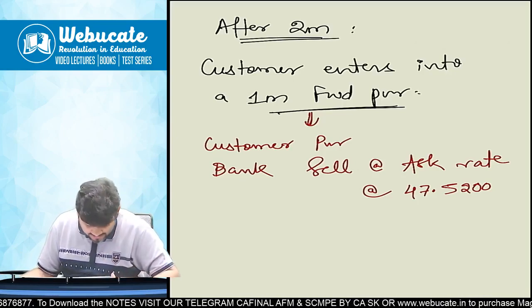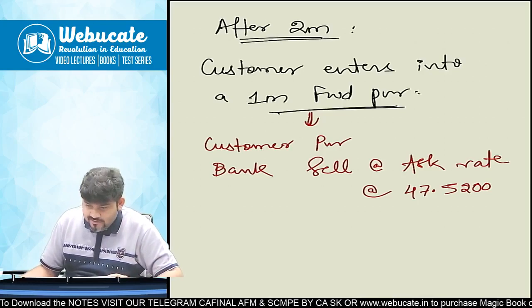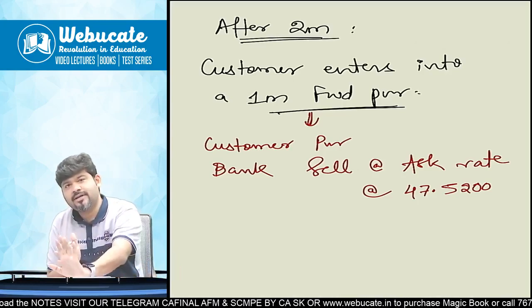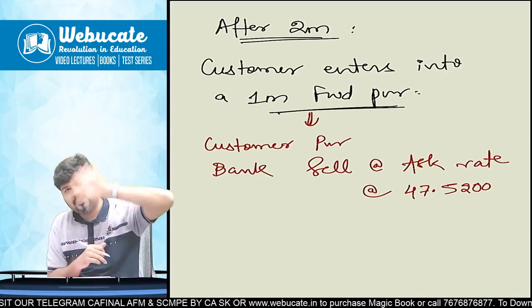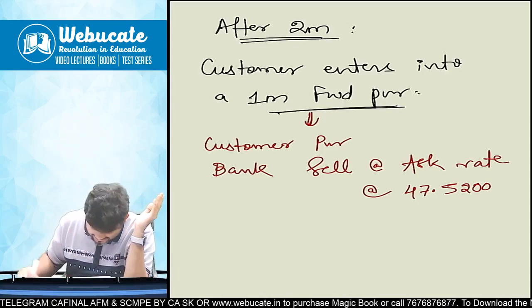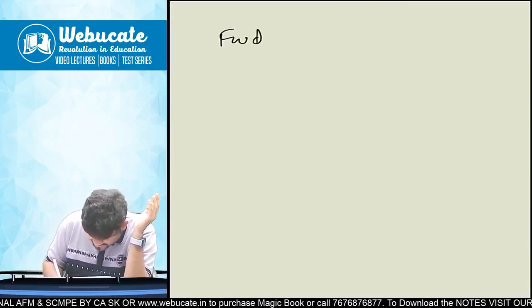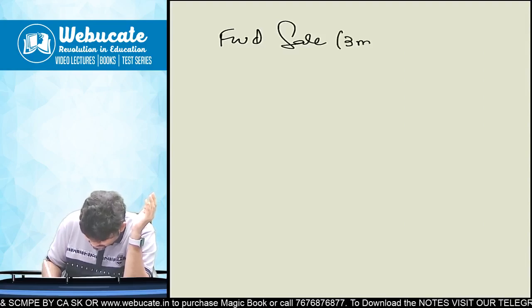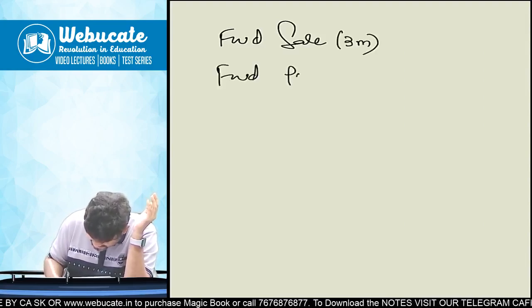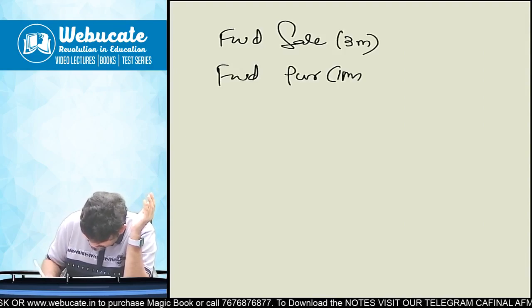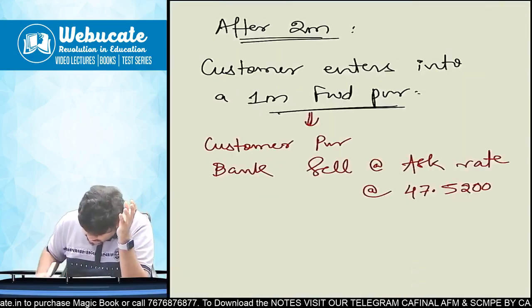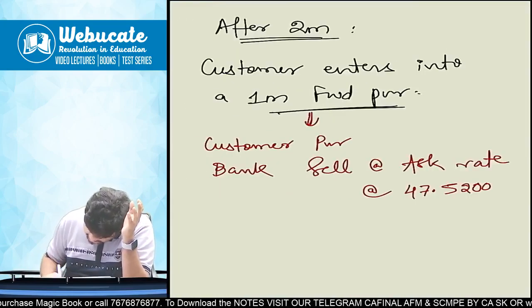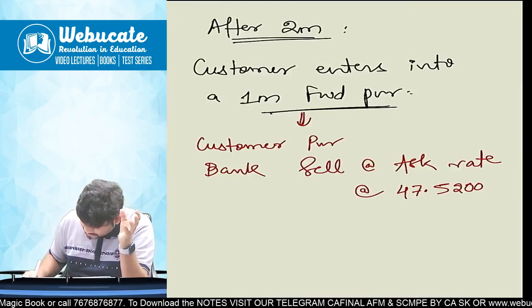I think the deal is clear. So as soon as he comes, I will tell him, don't worry. Immediately buy a 1 month purchase. Game over. He'll go. Okay, done. So his forward sale is already booked. His forward purchase now we have booked for him. There is no margin in this question. So it becomes easy. So customer enters into a 1 month forward purchase.